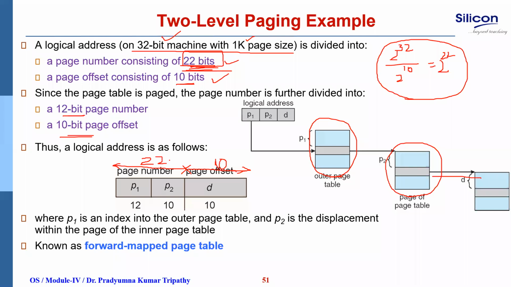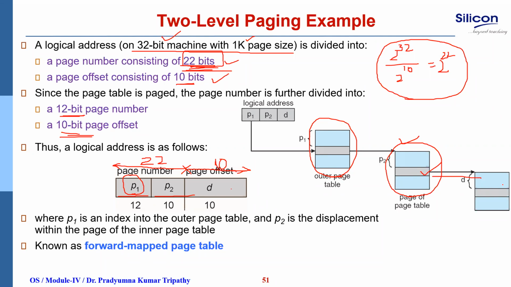Now out of this 22, I break it again: 10 bits for page number and 10 bits for offset. So I use the first 12 bits so that I will reach the second level. I'll use the 10 bits over here to reach a particular frame. I'll use the last 10 bits to reach the displacement. This is called a forward mapped page table.